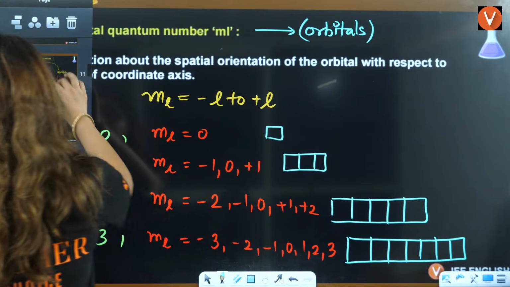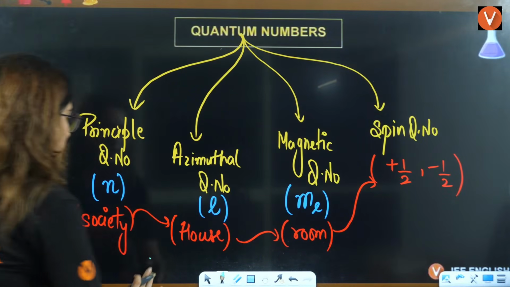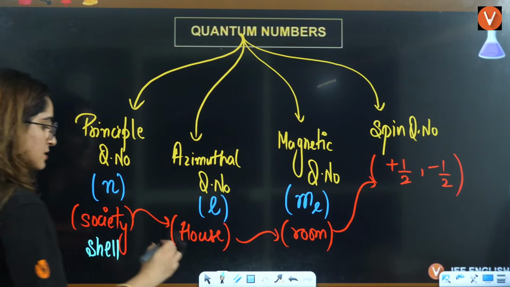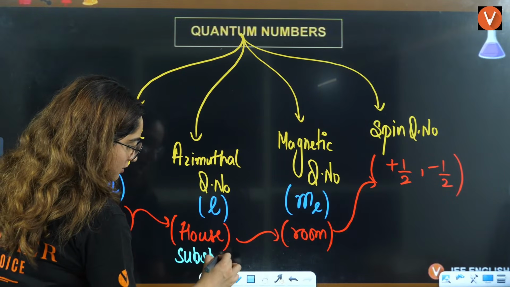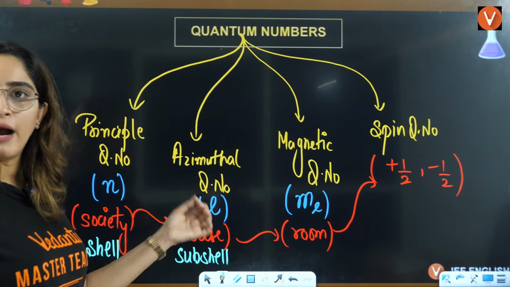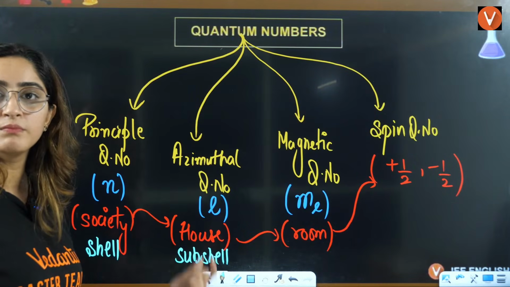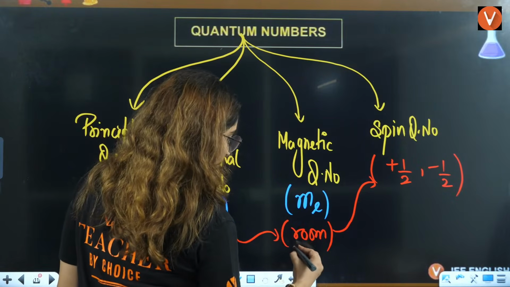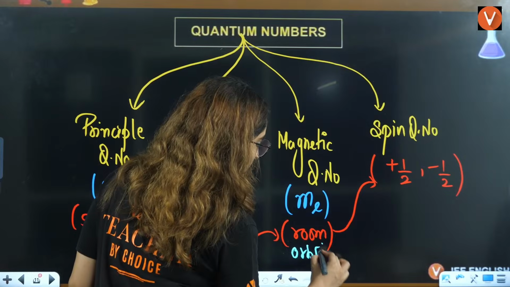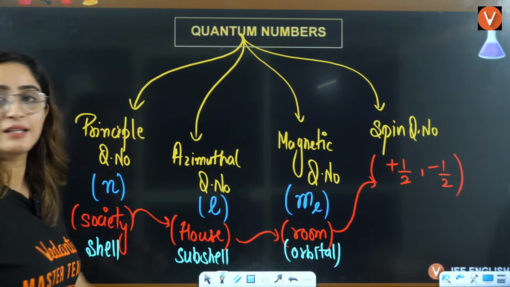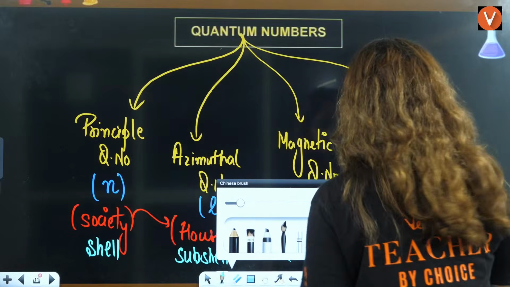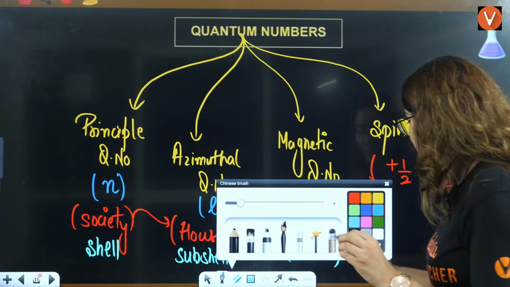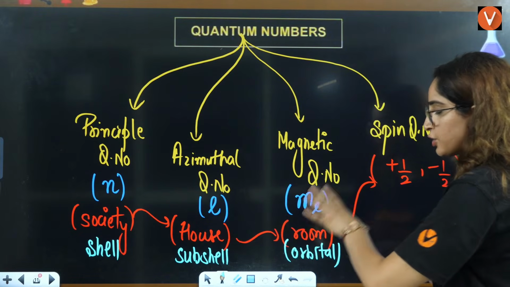Now I am coming back again here, right? If you see this here, the society was nothing but the shell. This is telling you the subshell. The shell can be 1 to infinity, and the subshell can be S, P, D, F, G, H, like that. The room is nothing but the orbital. This is telling you the orbital, and this is telling you the spin. Now, this is the whole sequence, from shell to subshell to orbital.